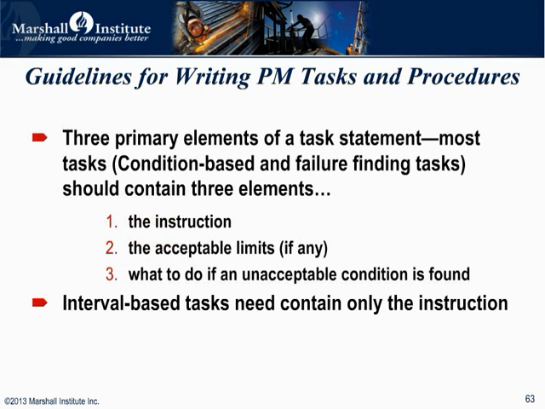Remember the 3 primary elements of a task statement. Most tasks, that is condition-based tasks usually, should contain the instruction, the acceptable limits, if any, and what to do if an unacceptable condition is found. The only exception may be that interval-based tasks need contain only the instruction. By definition, acceptable limits are not needed because an interval-based task is not looking at condition. An interval-based task is being performed without regard to condition. It's going to be done whether it's needed or not.